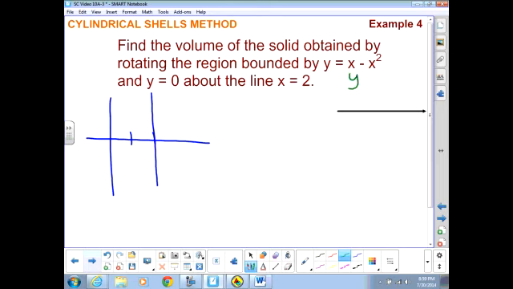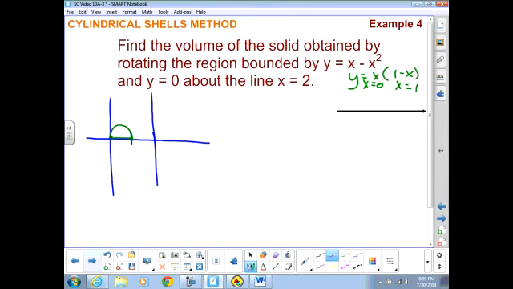Well, to find our roots of this, if you pull an x out, you get 1 minus x. So our roots will be at 0 and 1. So we'll look something like this for our region. And we're going to, again, rotate that around x equals 2 using shells. Now, the reason we couldn't really do washers here is, although we have a gap, which might tell us washers, our inside and outside functions would be the same thing. So that's why we'd want to use shells here.